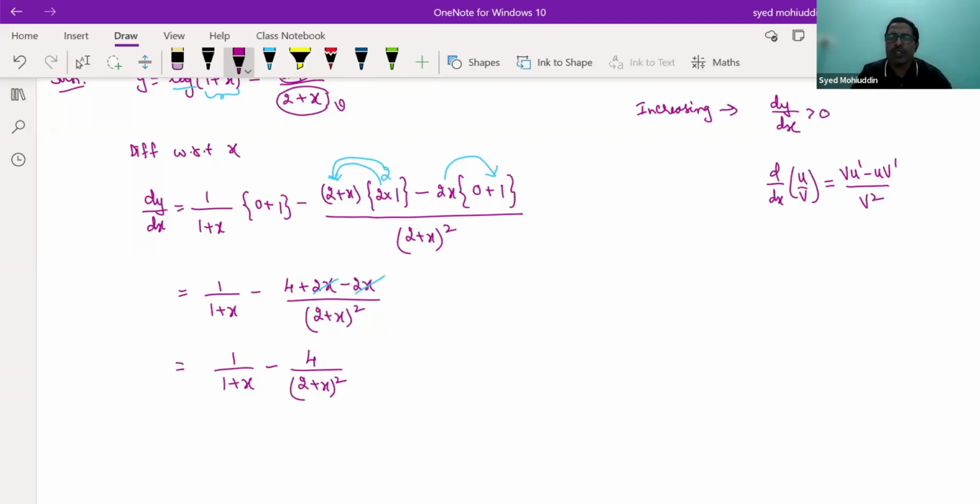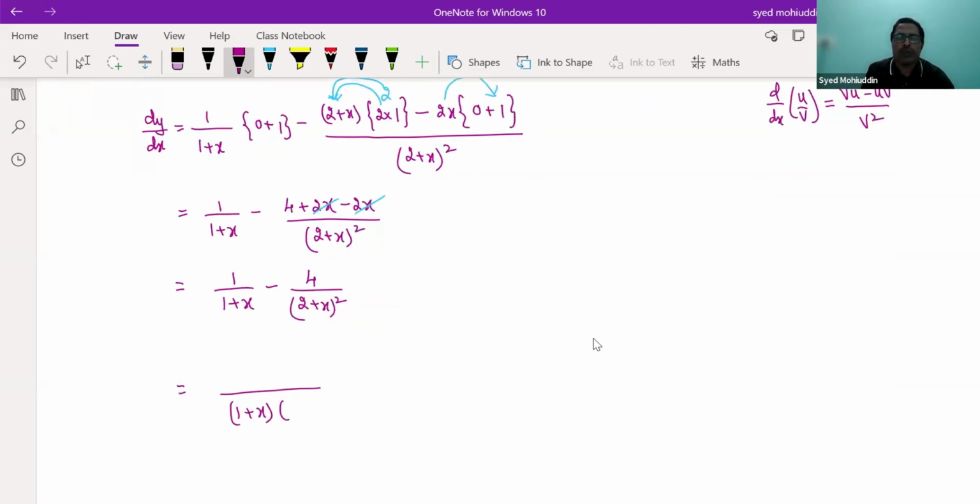For that, we'll take the LCM, because there are two terms over here. It's better you take the LCM. The LCM will just be the product, 1 plus x into 2 plus x whole square. Now what has to be done is you need to just cross multiply this one. This value will go here multiplied by 1. This 1 plus x value will go here multiplied by 4. So we'll be getting 2 plus x whole square.